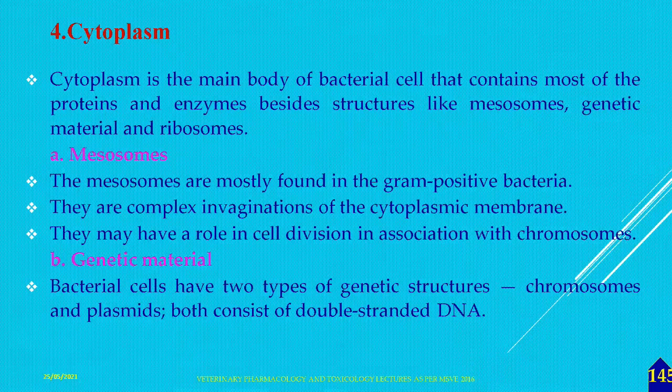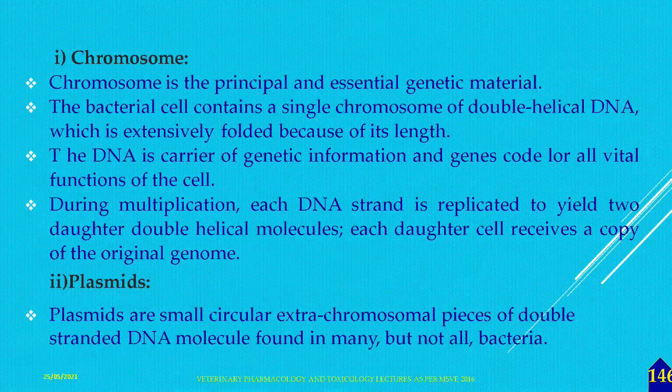And the chromosome is one of the important, principal and essential genetic materials. The bacterial cell contains a single chromosome of double helical DNA, which is extensively folded, yes, because of its length. So in the center of the bacteria, the chromosome is folded and manifolded, and the DNA is a carrier of the genetic information and gene code for all vital functions of the particular cells.